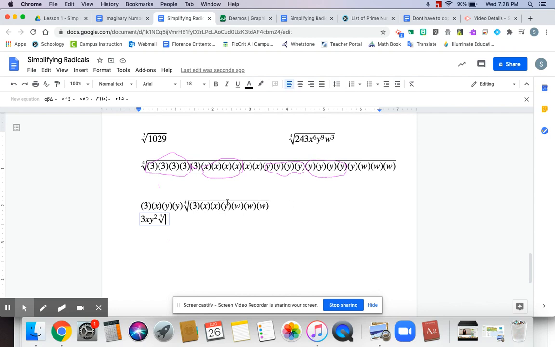Under the fourth root, the 3 has no one to combine with, so I can just write the 3. There's 2 x's being multiplied together, and x times x is x squared. The y is alone, so I'm just going to write y because there's only one of them. Then w times w times w is w cubed, or to the power of 3. So this right here is the simplified version of this radical up here.